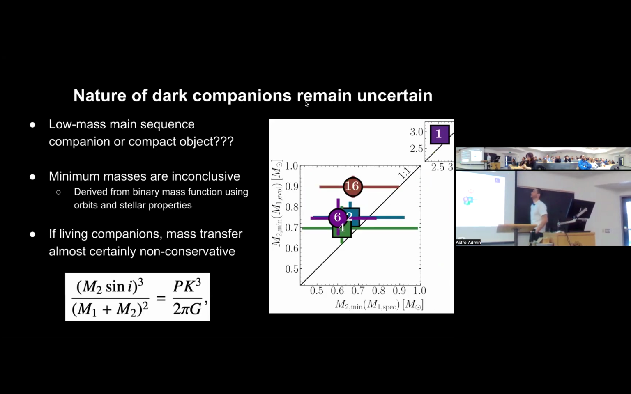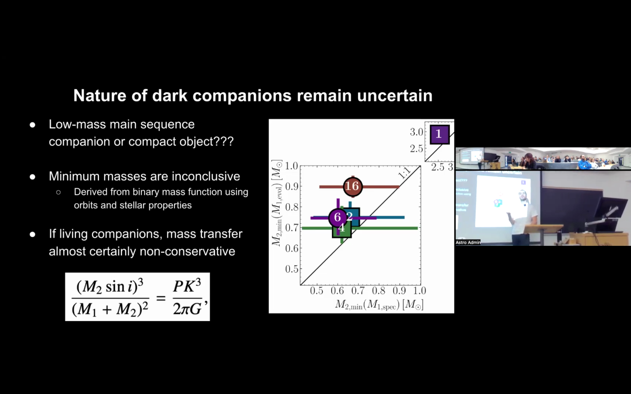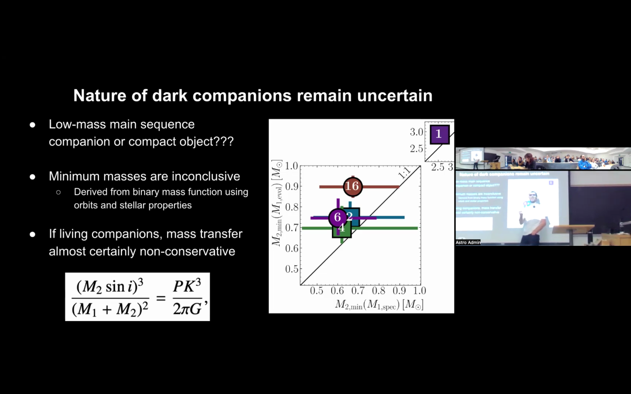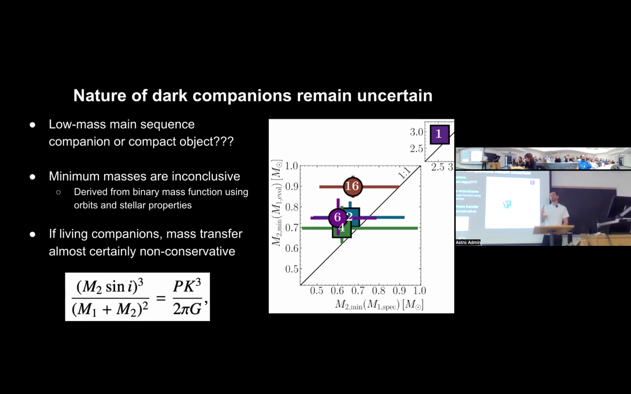You can take the orbits of these stripped stars and combine them with mass estimates from the primaries, the stripped stars themselves. That's M1 in this equation. Then we also know P the period and K the semi-amplitude from the orbit fitting. And you can convert this into a minimum mass constraint on the companions in these systems, which is M2. We would really like to determine whether or not it's a low mass main sequence star or a compact object in these systems. That being said, none of these minimum masses are conclusively ruling out main sequence companions.